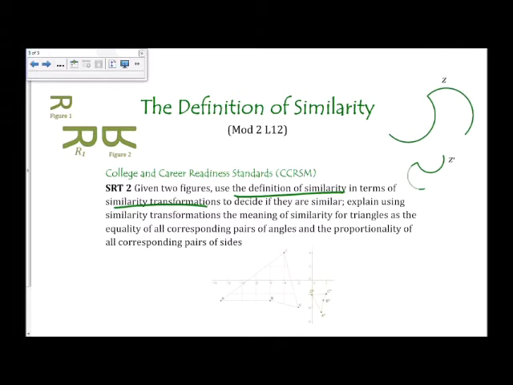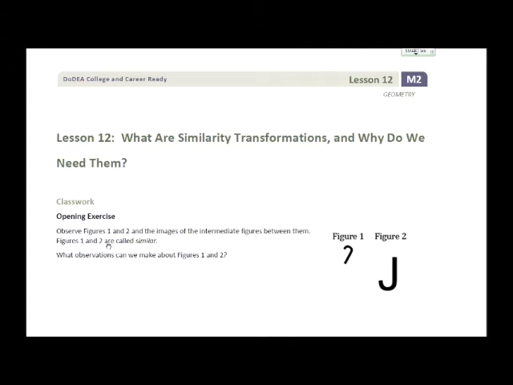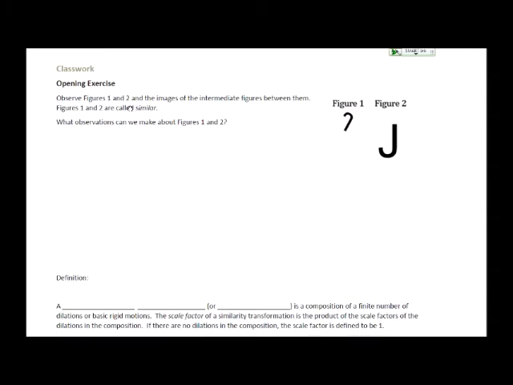Let's get started. Lesson 12 is about similarity transformations. And the opening exercise looks at these two figures, figure 1 and figure 2, and they are similar to each other. And what do you notice about figure 1 and figure 2? Well, one thing you might notice is that they are both the letter J, or I might say they have the same shape. You should also notice that they are different sizes.